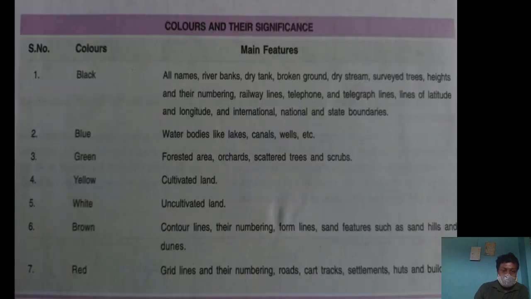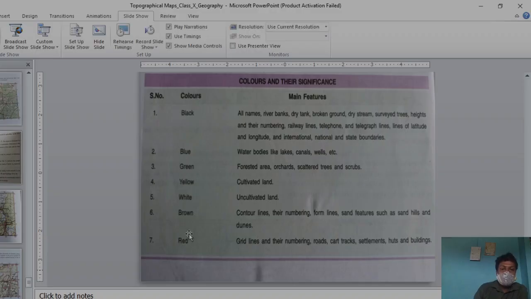Now all about colors. Look at this. Black colors are named as black river, dry tanks, broken ground, surveyed trees, heights, numbering, railway lines, telephone lines, telegraph, latitude, longitudes, and the international, national, state boundaries are written in black color.